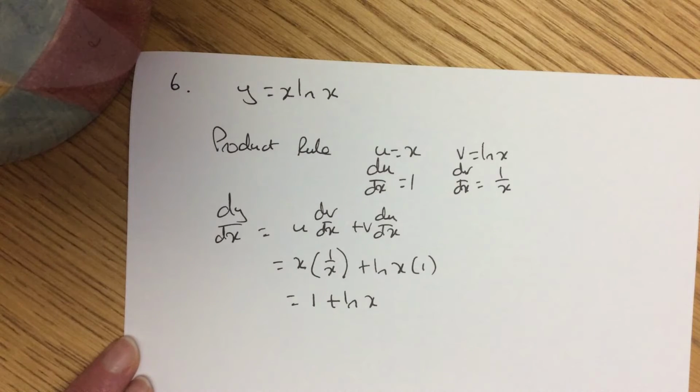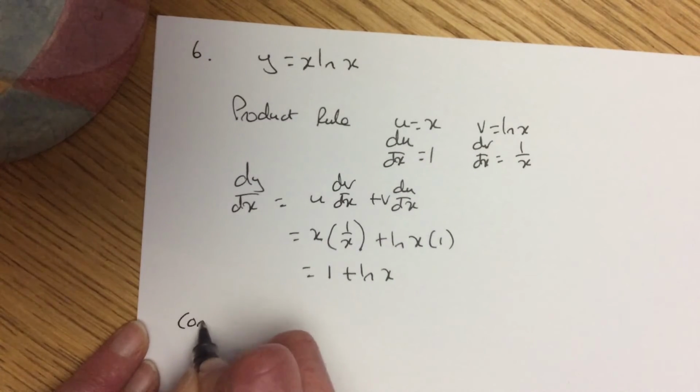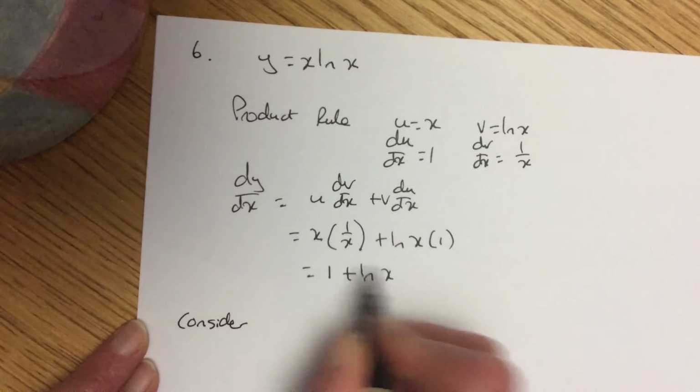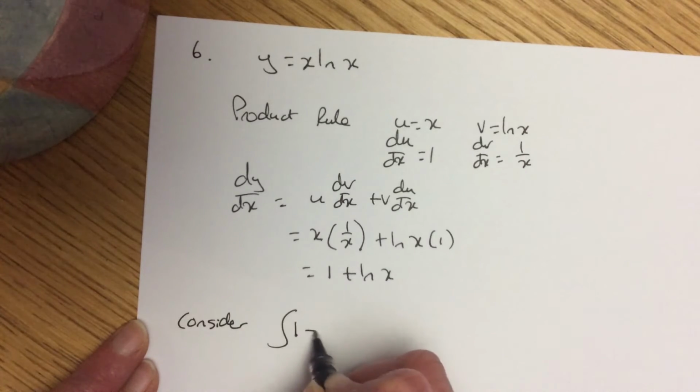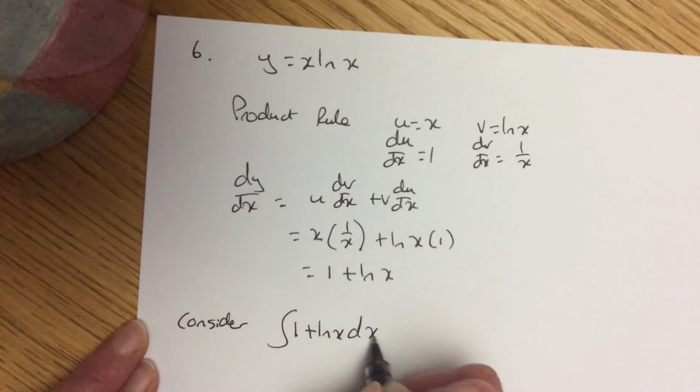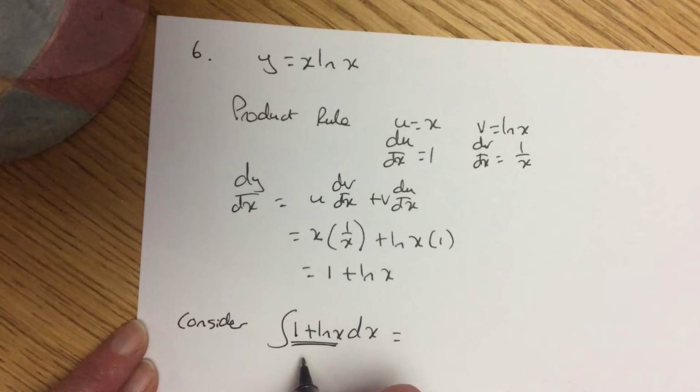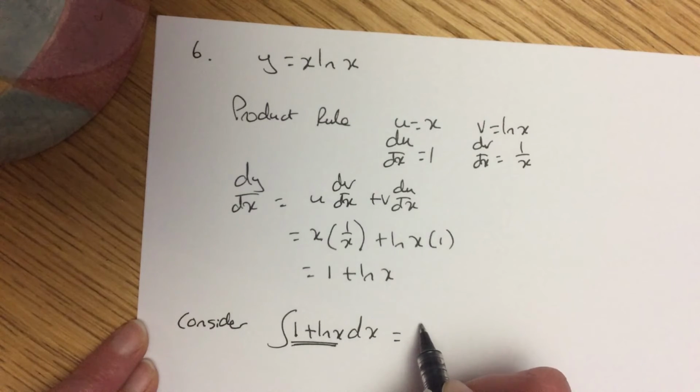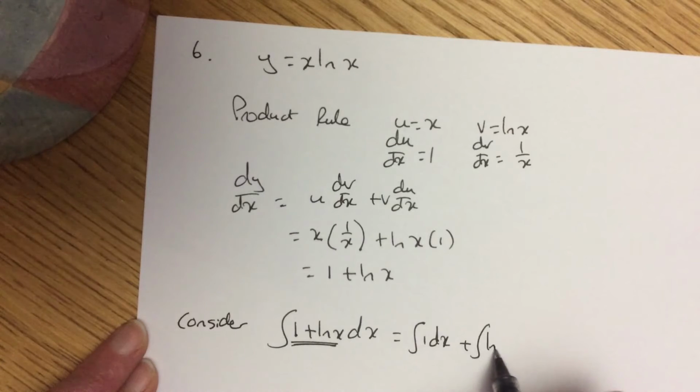And use the result to find the integral of log x. Okay, so let's see what we're talking about here. It says use this result, so I've just differentiated that from before. Let's split this up into the integral of 1 dx plus the integral of log x dx. Integrating that is x.